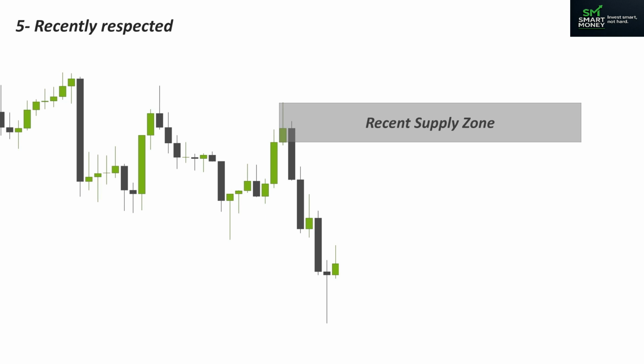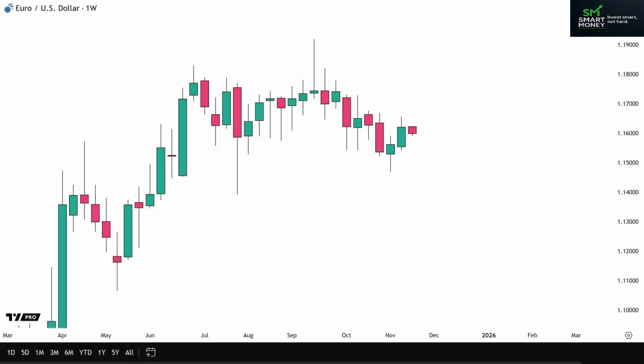Now that you understand what makes a market structure level strong and important, let's go back to the weekly time frame and mark those levels on the chart. Here we have the euro-dollar on the weekly chart. We don't want to overload the chart with lines, so only draw the market structure levels that are near the current price. When drawing these levels, keep in mind that you should place them at prices where you can capture the greatest number of touches.